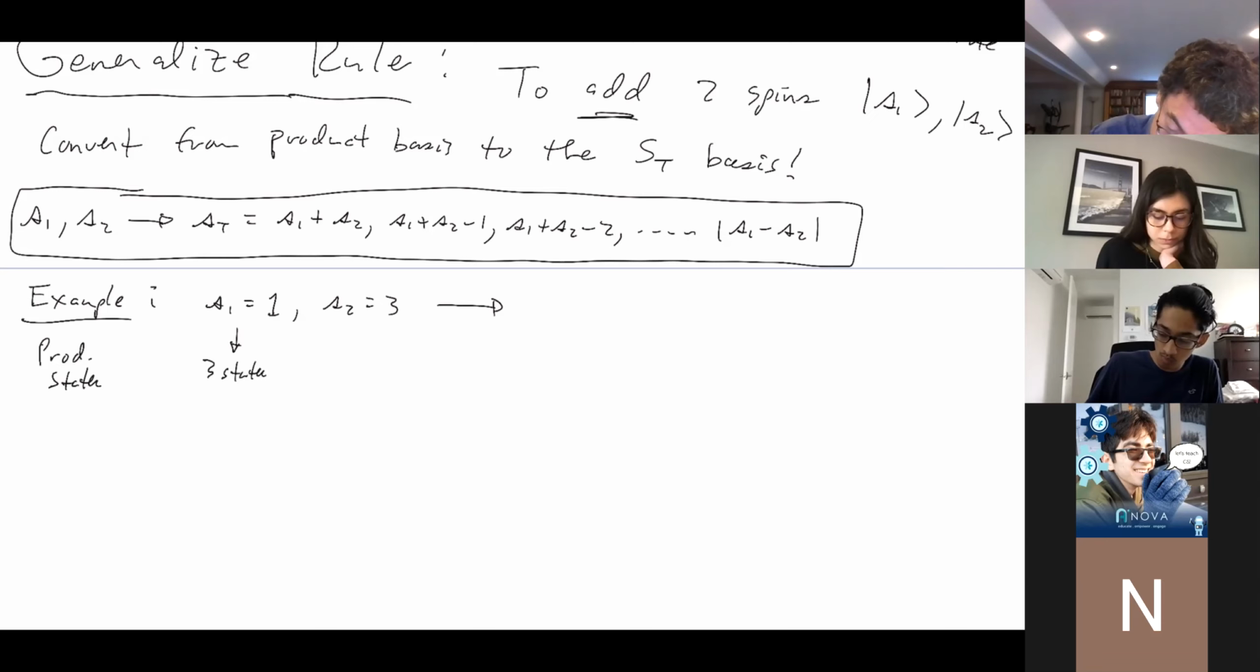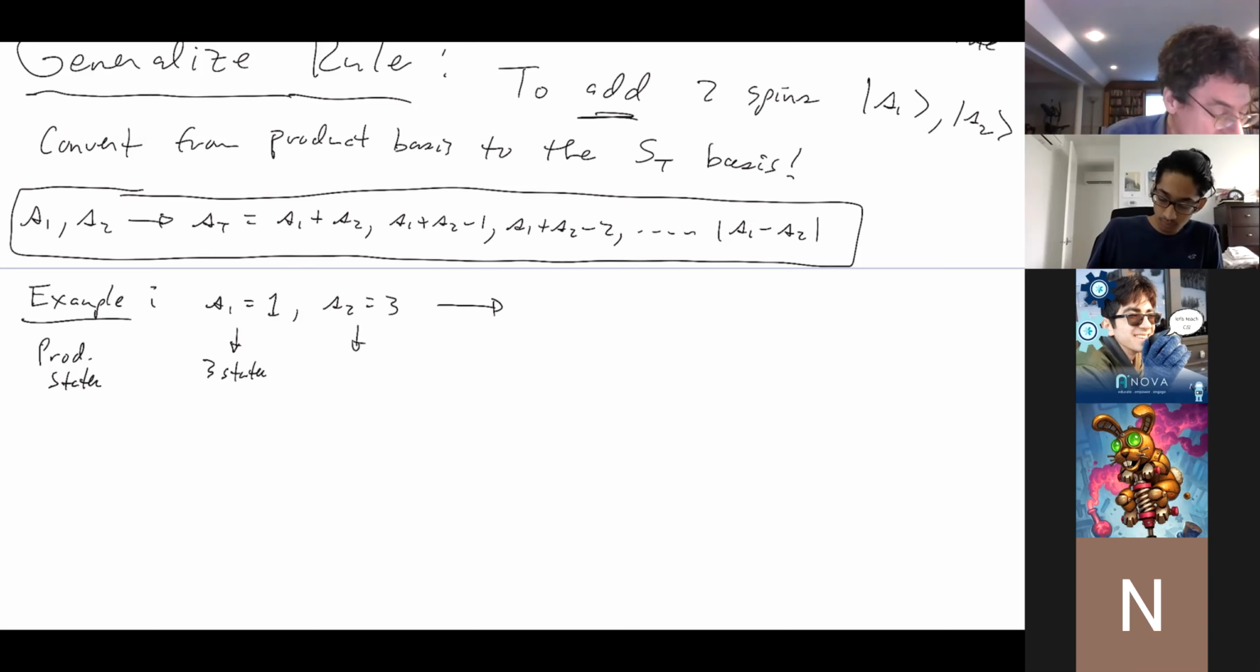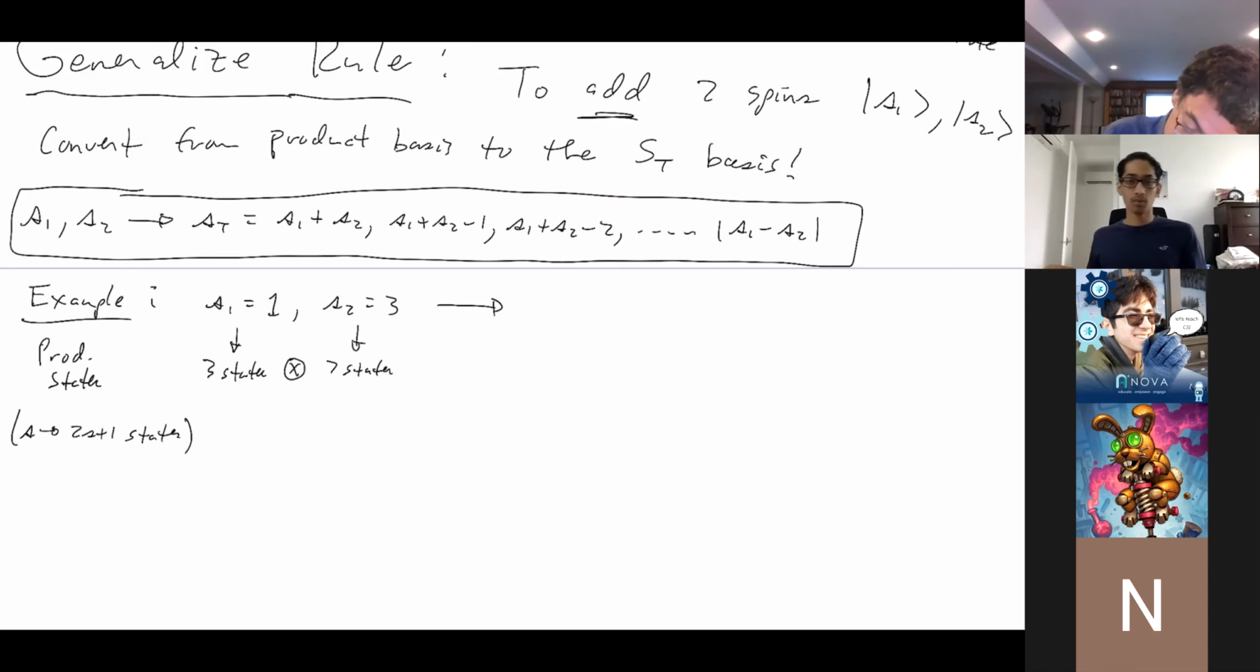And if I have S total equals 3, how many states are there? That's 7, right? Exactly. 7 states, because the rule is that for spin S, you get 2S plus 1 states. That's the rule. And so to get the product states, I do basically a tensor product of these guys and these guys. How many product states can I make from these two? 21, yes.